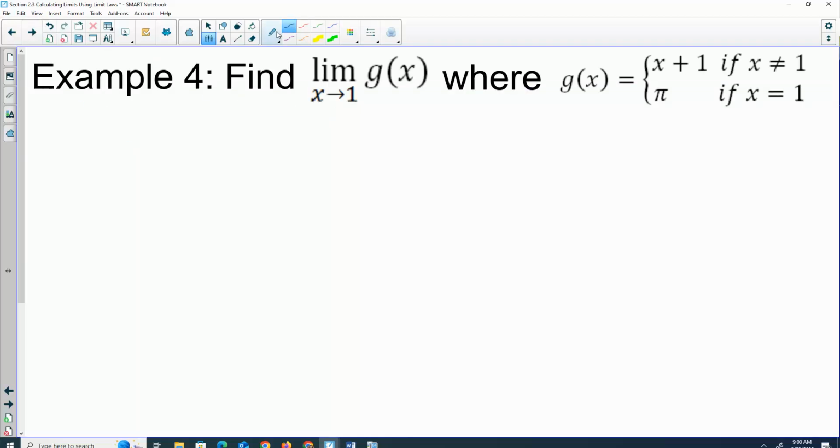All right, let's take a look at this one. I want to find the limit as x approaches 1, where g of x is this piecewise function. Take a second and look at it before I discuss. See if you can figure out what you think the answer is.